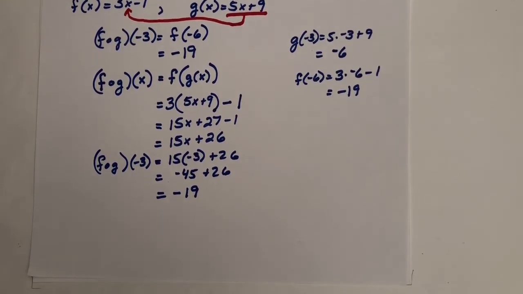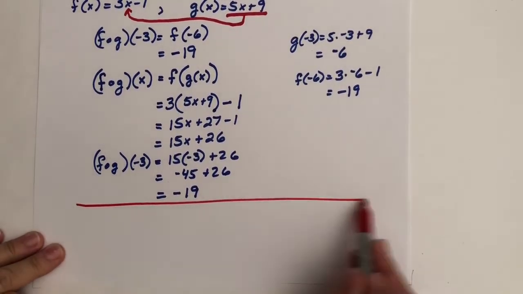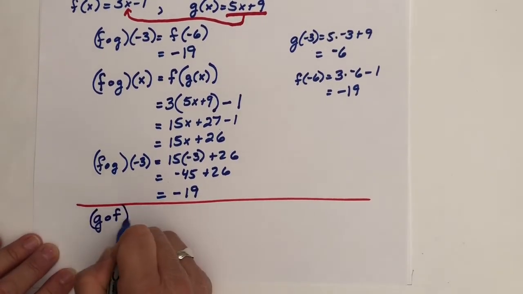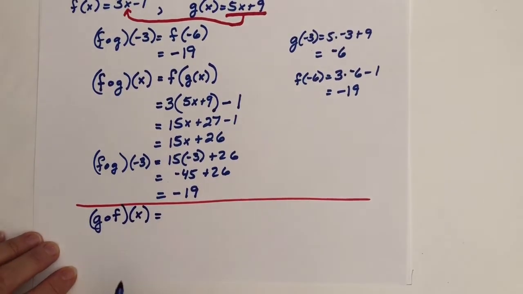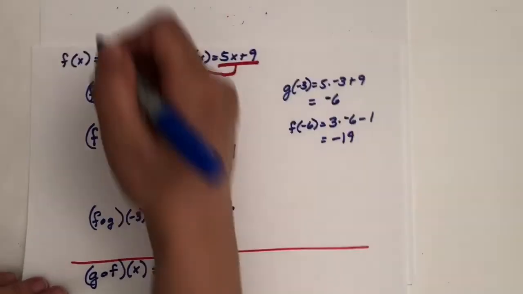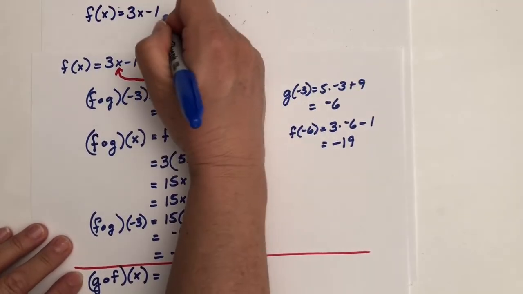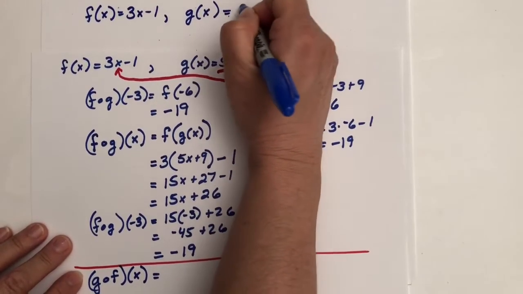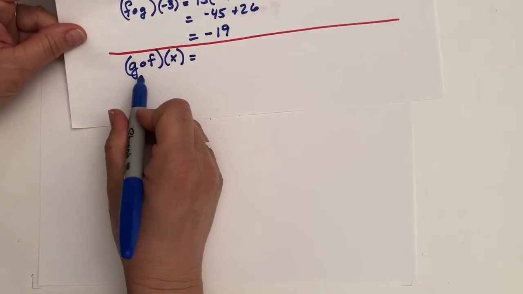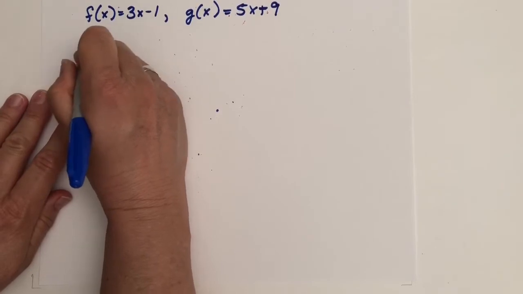I mentioned before that the order matters. Suppose we found g composed with f of x. And now we want the, you know what, I'm going to do this on a separate piece of paper because I want a little more space. So let me write those two functions down again. We have f of x equals 3x minus 1, and we have g of x equals 5x plus 9.